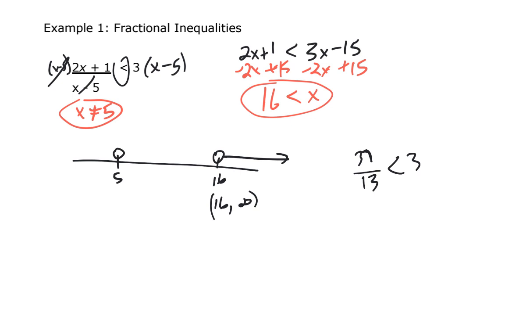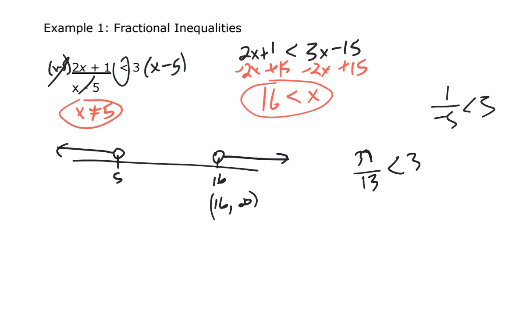Just by looking at it, typically we get intervals that either go towards each other or go away from each other. So I'm going to guess that our interval is going to be less than 5. Let's do a test point with a number less than 5, and let's use 0, the easiest one. If we plug 0 into our original inequality, we would get 1 over negative 5. Is negative 1/5 less than 3? Yes, it is. So that should work.